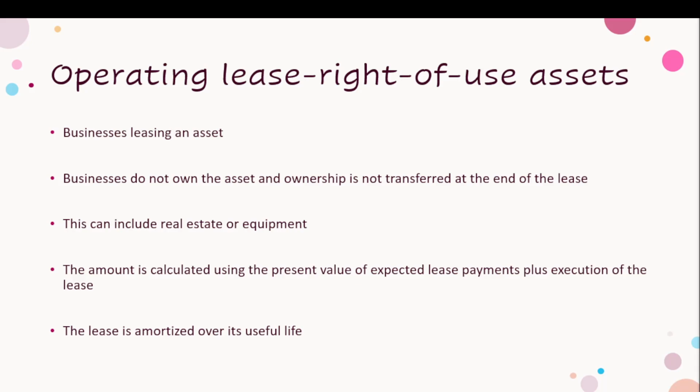So I don't expect anyone to really understand this. Just understand that this is basically how they're calculating this amount that they're putting on the balance sheet. Now, this lease is going to be amortized over its useful life. So let's say you have like a building, you got like a 10-year lease or whatever. So you're just going to amortize that over the useful life as you're using that asset.